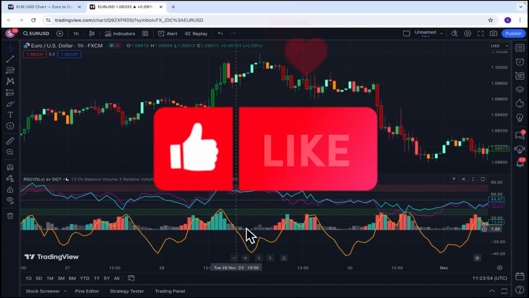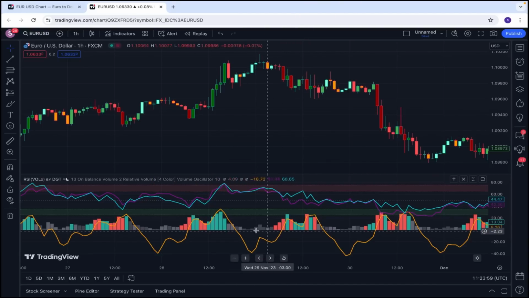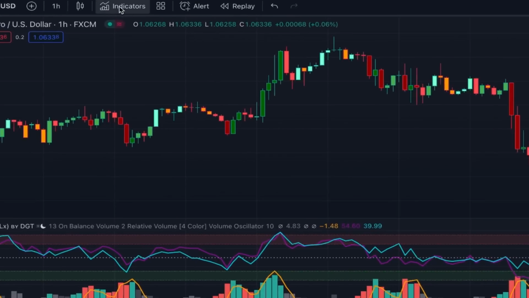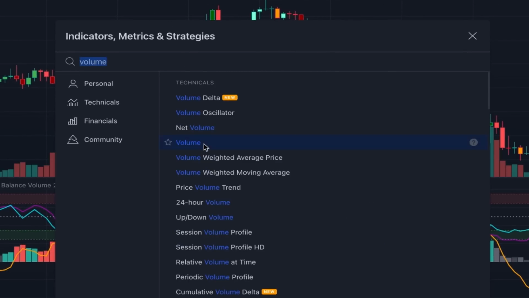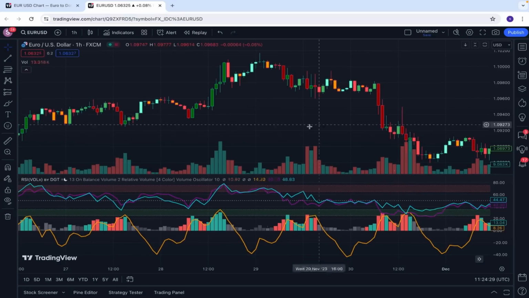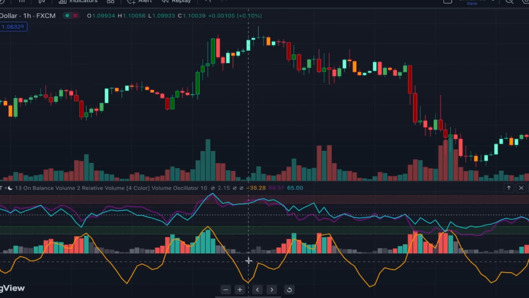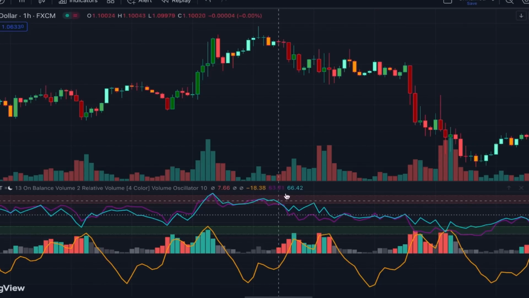First, let's begin with the bottom part, where there are volume bars similar to an ordinary volume indicator. For example, here in the indicators, if we search volume and we add this one, which is the most simple and also the most commonly used volume indicator among traders, you can see that they are exactly the same, but this one provides more information besides showing the amount of volume in the form of bars.